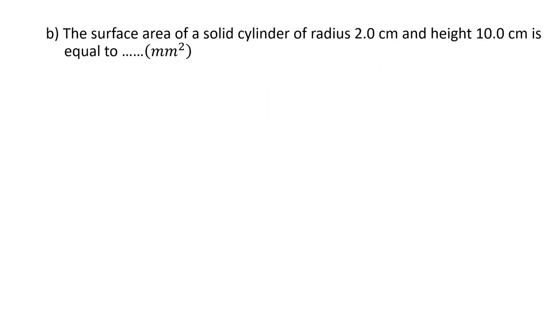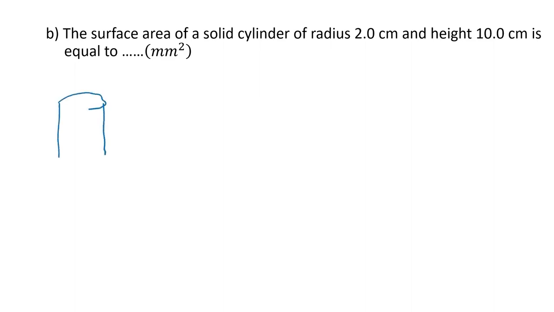Moving on to the next question, we have the surface area of a solid cylinder of radius 2 cm and height 10 cm is equal to how many millimeter square. So here again we have to convert from centimeter to millimeter, and also we have to calculate the surface area of the solid cylinder. Here solid cylinder means that both ends of the cylinder are closed, so we have to find the total surface area that is comprised of curved surface area and flat surface area.